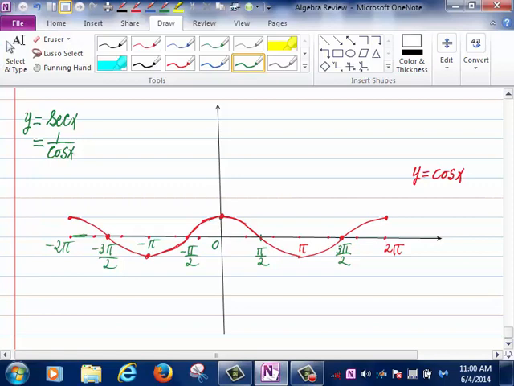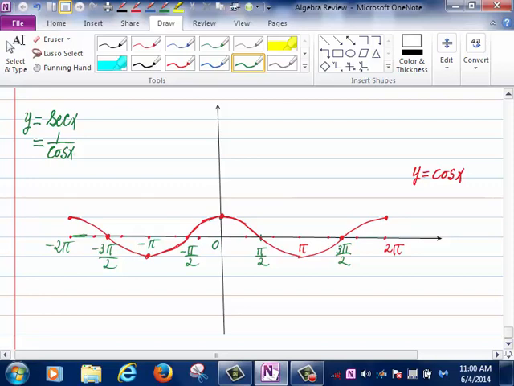So notice that whenever x is an odd multiple of pi over 2, cosine is 0, right? At pi over 2, cosine is 0. At negative pi over 2, cosine is 0. So for secant, I have to divide 1 by 0. What does it tell you? Well, it tells me that the value of secant would be very big near those points.